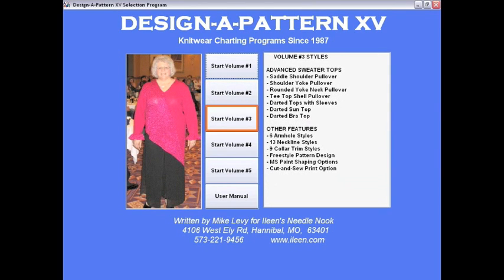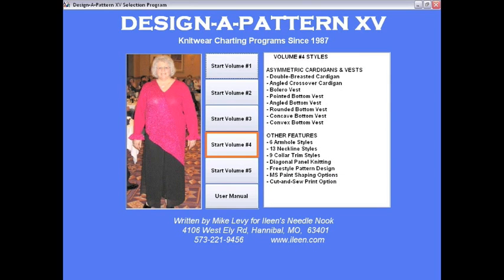Volume 3 is used to create more advanced knitted tops. Styles include saddle shoulder, yoke shoulder, and round yoke sweaters, as well as darted tops, T-tops, sun tops, and bra tops. As in Volume 1, these tops can be designed with a variety of armhole and neckline styles.